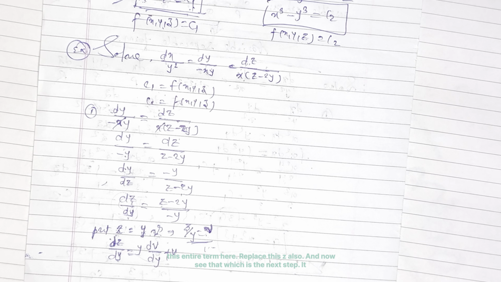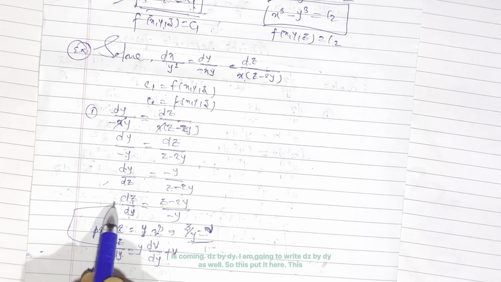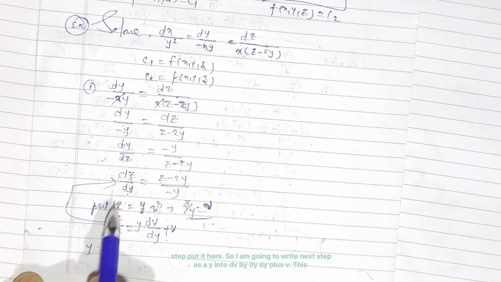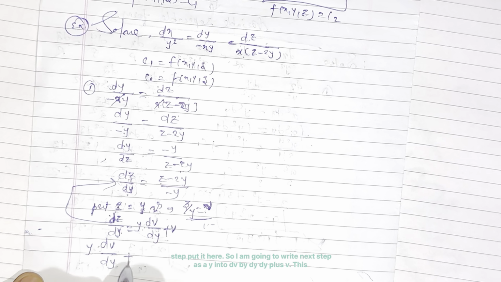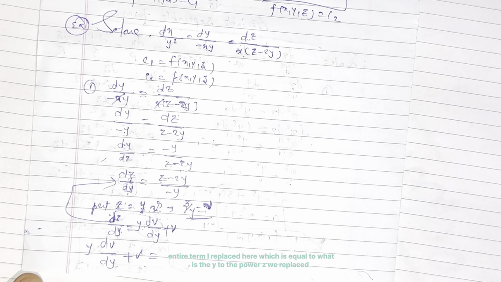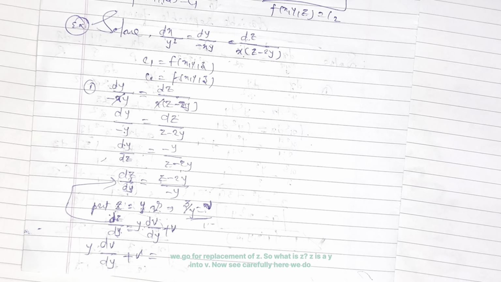Now see the next step that is coming. I'm going to write dz by dy as this, so put it here. So I'm going to write the next step as y into dv by dy plus v. This entire term I replaced here, which is equal to, what is the value for z we replaced? We consider z as y into v. So first of all, we go for replacement of z. So what is z? z is y into v here.